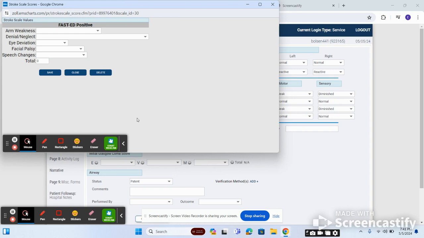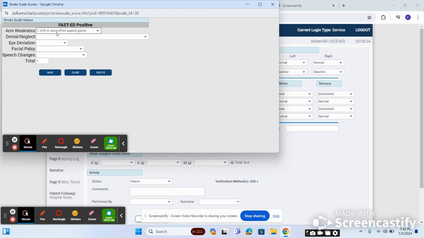Lowell General prefers that when we call in a stroke alert, we provide them with the FAST-ED score. The FAST-ED score is important for the receiving physician to know early, ahead of time. If the FAST-ED score is greater than 4, then they have a high likelihood of having a large vessel occlusion. So we're going to say, yep, we know he's got arm weakness.